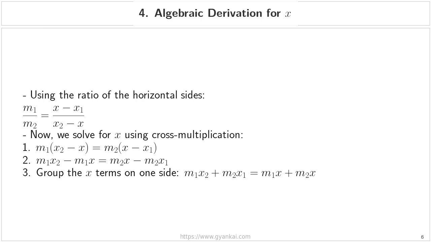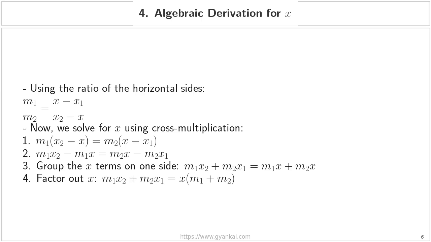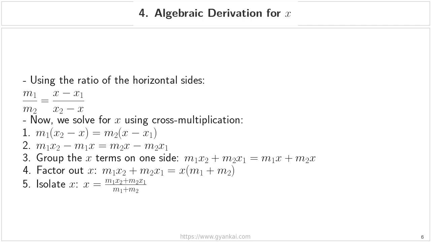This gives us m1 x2 plus m2 x1 equals m2 x plus m1 x. Notice that on the right side, both terms now have an x. We can simplify this by factoring out the x, leaving us with m1 x2 plus m2 x1 equals x multiplied by the quantity m1 plus m2. Finally, to isolate x, we simply divide both sides by the quantity m1 plus m2.